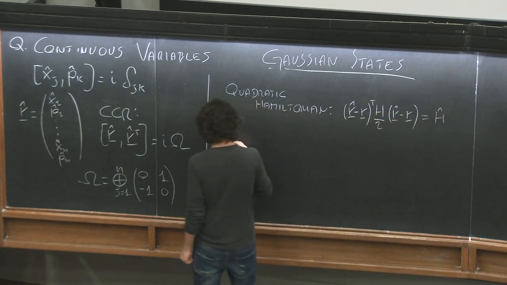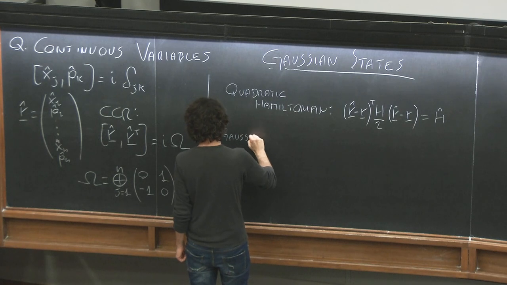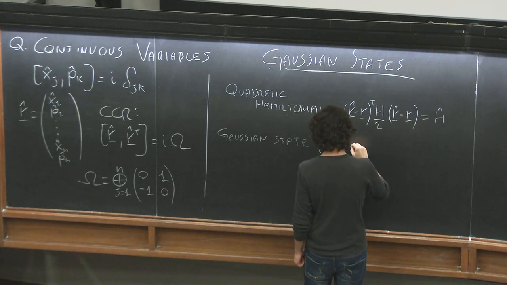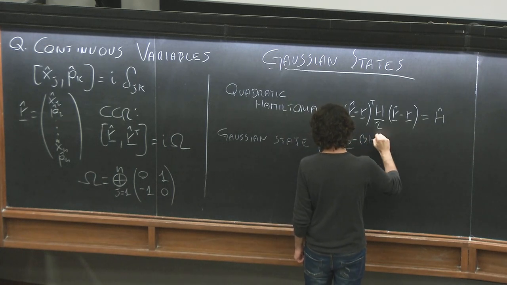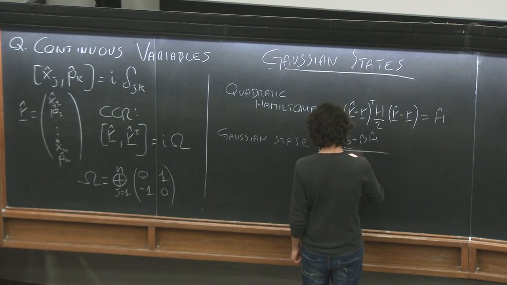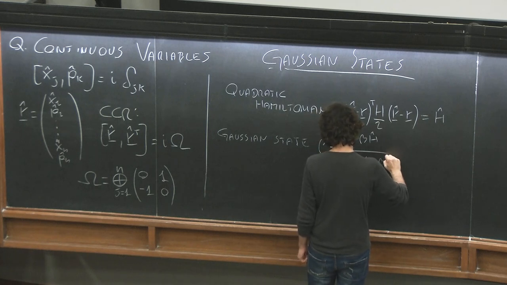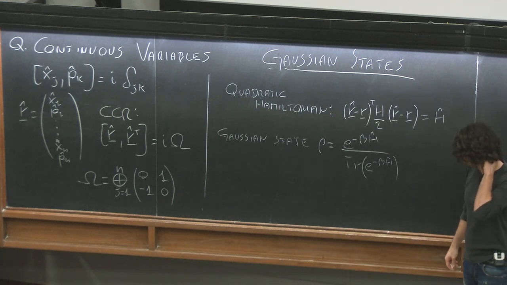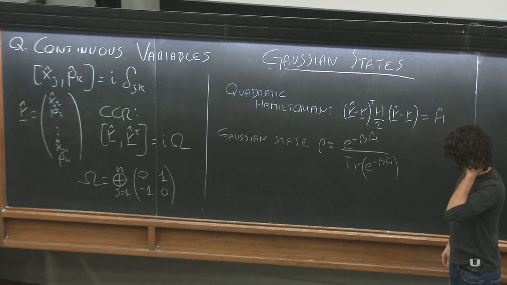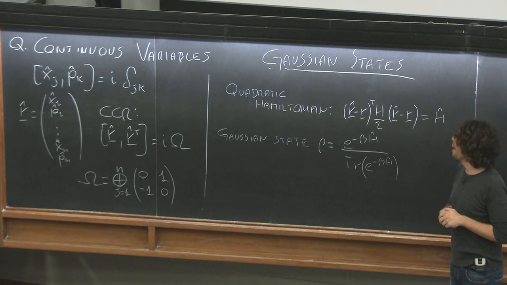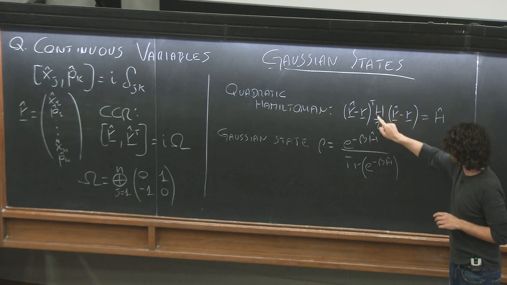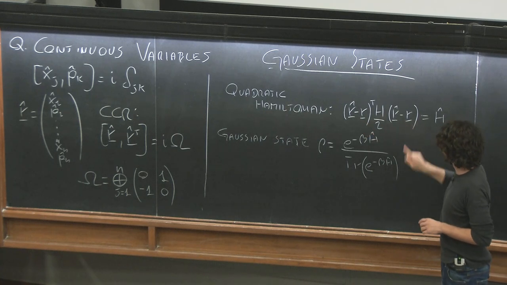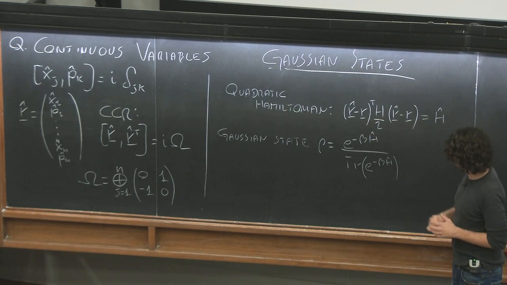And then Gaussian states is this: e to the minus beta H, for H quadratic. And you see there's n squared plus n variables within the H, plus another 2n parameters in r.